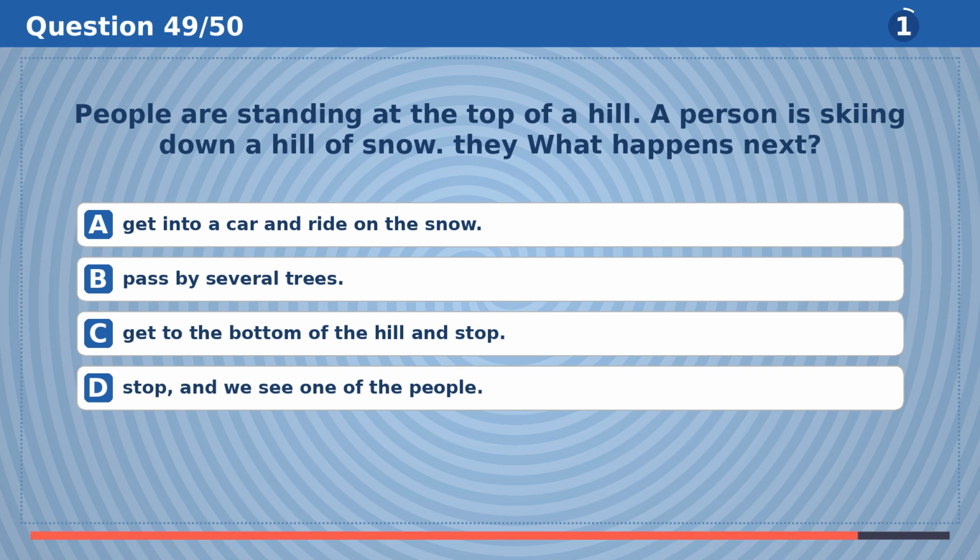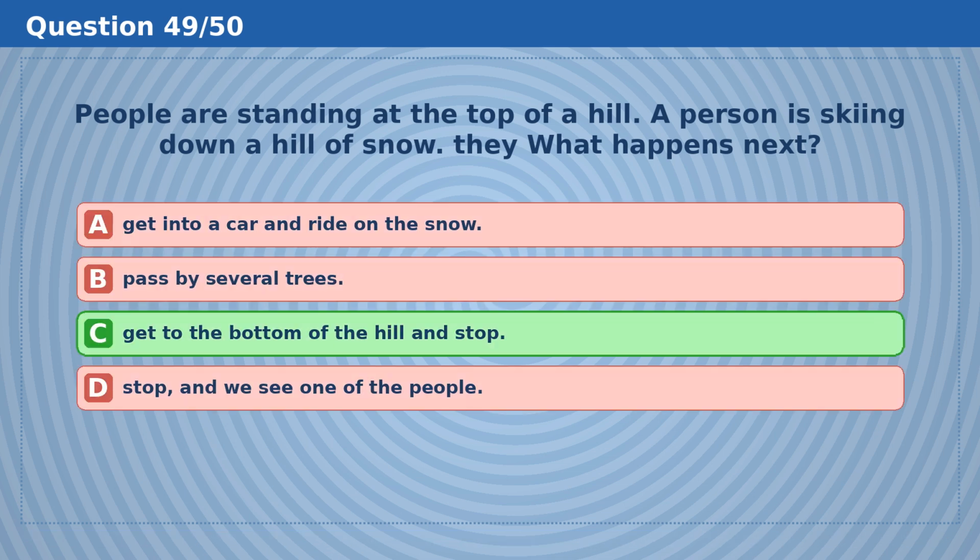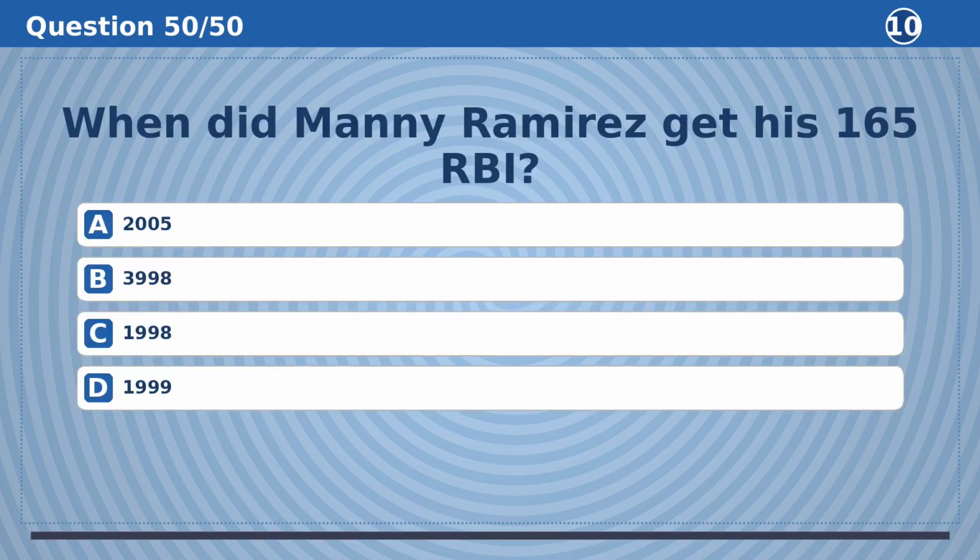People are standing at the top of a hill. A person is skiing down a hill of snow. What happens next? The answer is C, get to the bottom of the hill and stop.